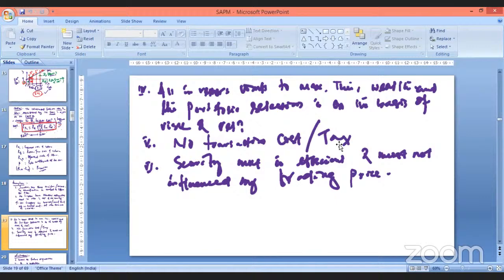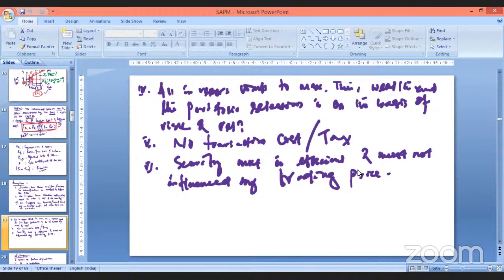Transaction means what? Whenever you are dealing with the security, you have to buy the security from the market. Again, you have to sell the security in the market. During your buying and selling process, you need to go for transactions. Yes or no? So whenever you are making any transactions, some transaction costs or transaction taxes are there. In our first or second class, someone asked about the transaction tax. So that transaction cost or transaction tax must be absent. That is another assumption.